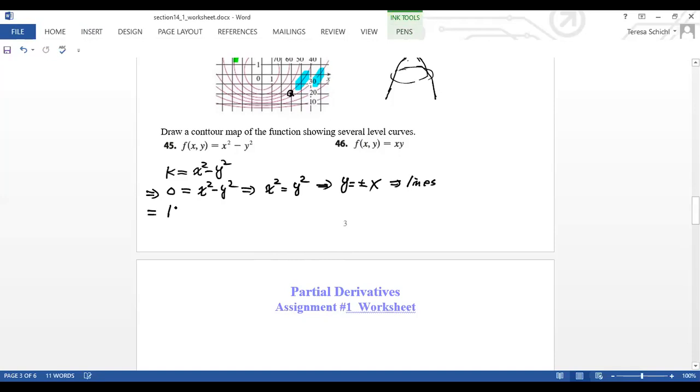So if k is not equal to zero, then we have x squared minus y squared equal to some number. So this is the family of what? Hyperbolas, right?